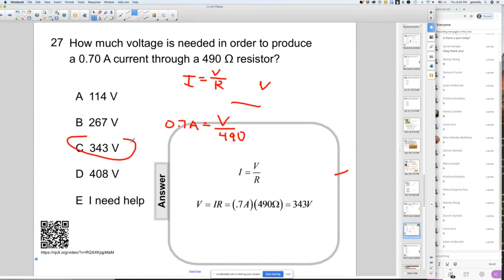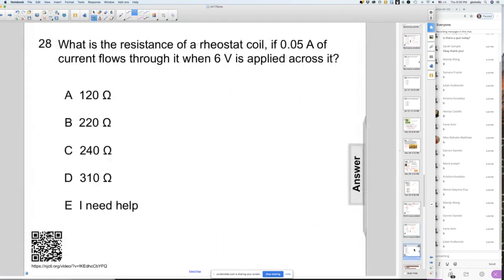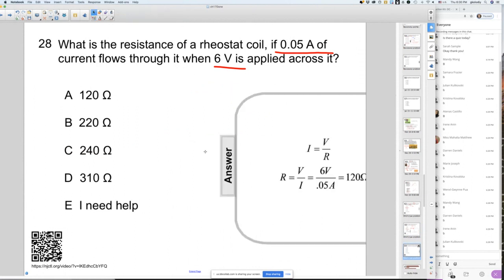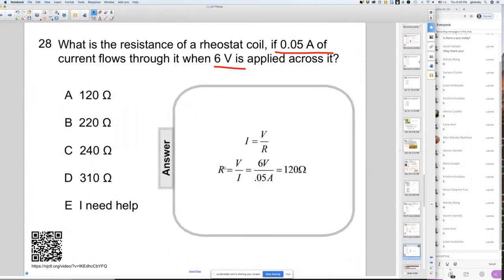And I think there'll be one more problem, finding the third thing. What is the resistance of a rheostat coil if 0.05 amps flows through it when 6 volts is applied? Again, this is the same formula. This time you solve for R. R is equal to V over I, 120 ohms.